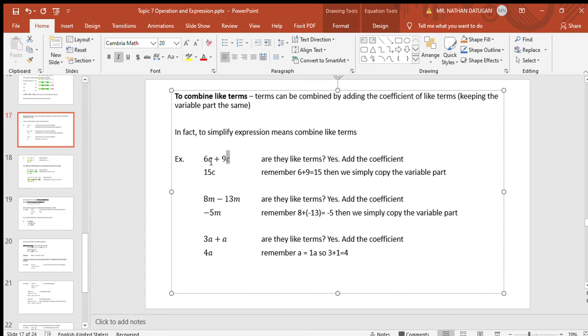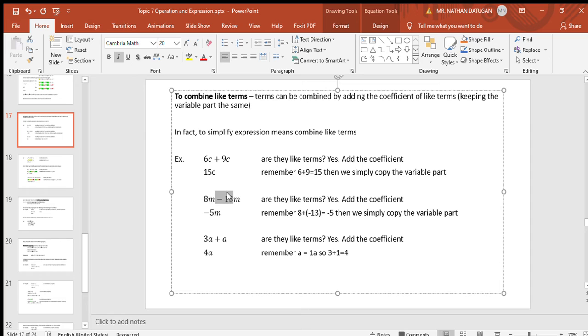So what we're just going to do is add the coefficient 6 and the coefficient 9. 6 plus 9 is going to be 15. And we're just going to copy the variable part c. So our new term is 15c. Now let's move on to the next terms. 8m minus 13m, are they like terms? Yes. So we're just going to add the coefficients. So we're going to add 8 with negative 13.